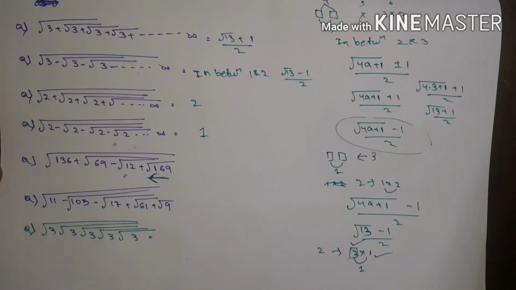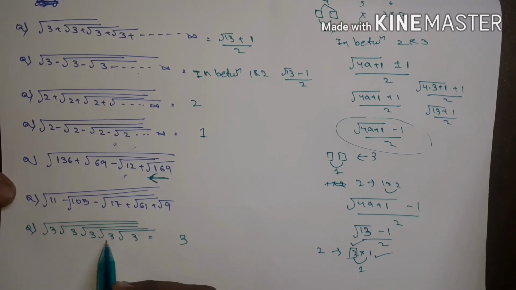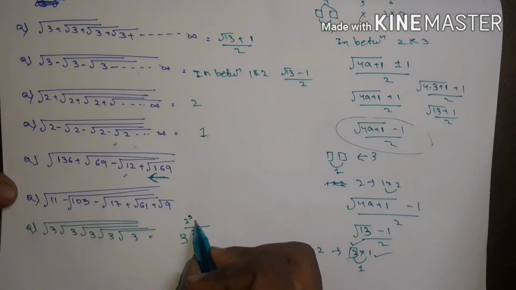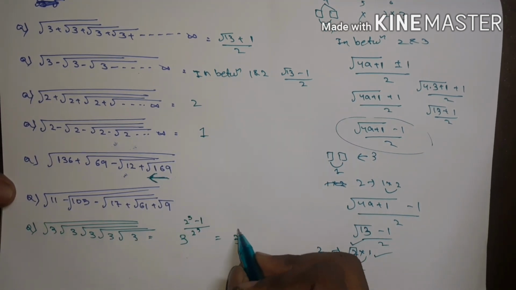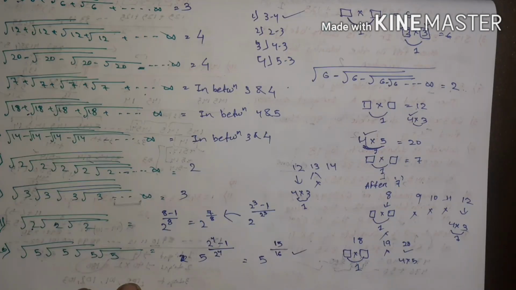What is its answer? 3 to the power. How many 3's are here? 1, 2, 3, 4, 5. 2 to the power 5, that is 2 to the 5 minus 1. 3 to the power 32, 31. It's your answer. Okay. Your all answer.